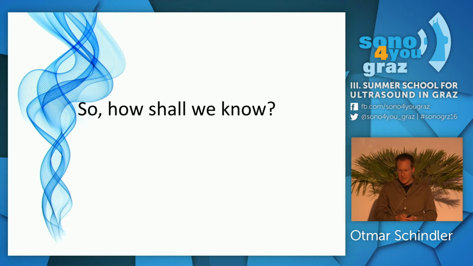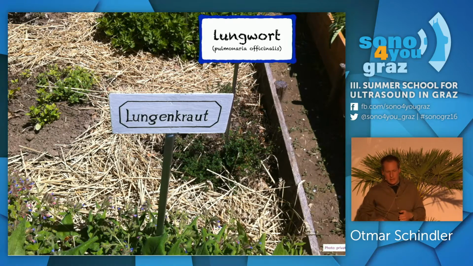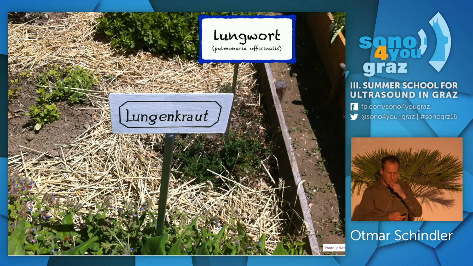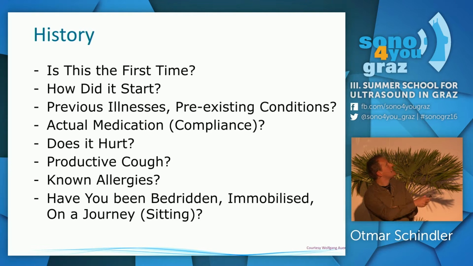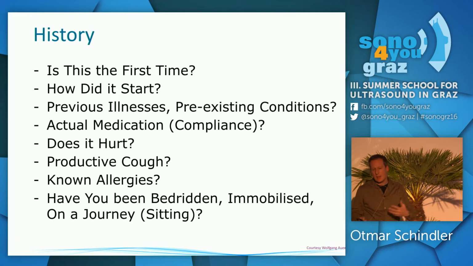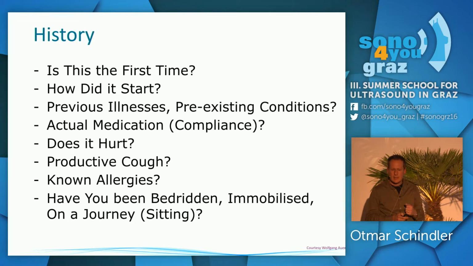How shall we know what our patient has? There are old possibilities, yeah, just give him some medications. In fact, the thing is what we already did. We take the history and we ask the patient, is this the first time you have the problem? In our patient, this wasn't the case. How did it start? Acutely, or did it develop over some time? What previous illnesses or pre-existing conditions are there? You can look up in the charts, you can ask the patient.